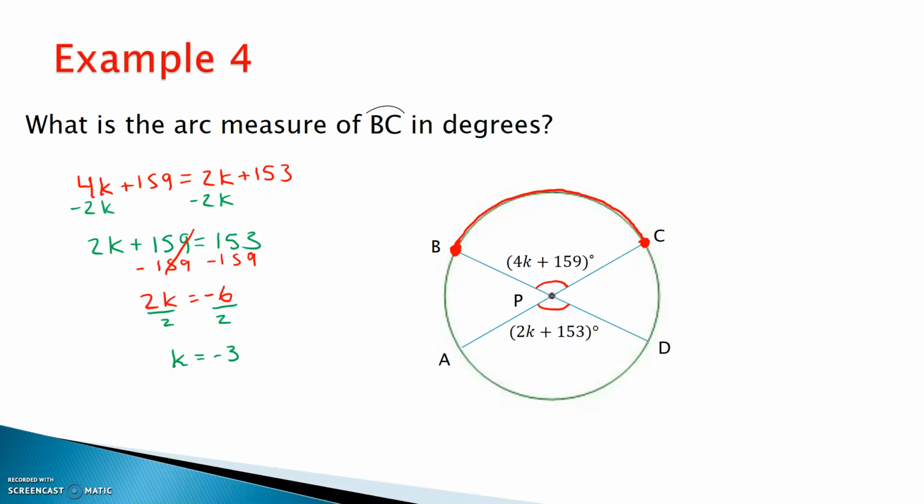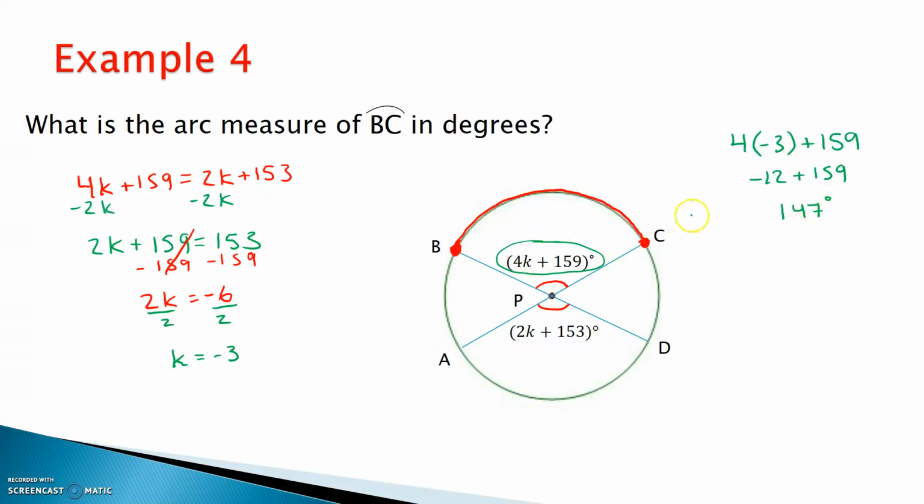What I have to do is take that and plug it back in. Again, I wanted the measure of arc BC, so I have to plug it back into this top one here. So let's go ahead and show our work on this side. 4 times negative 3 plus 159. So what is 4 times negative 3? That is negative 12 plus 159. So 159 minus 12 is going to be 147 degrees.